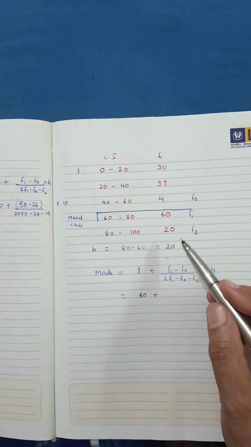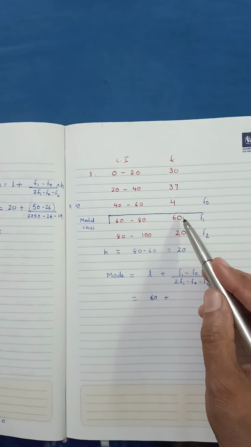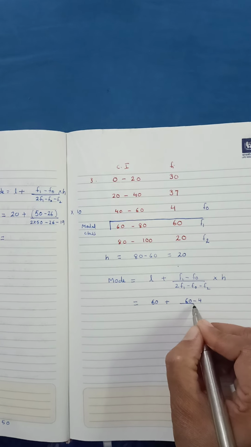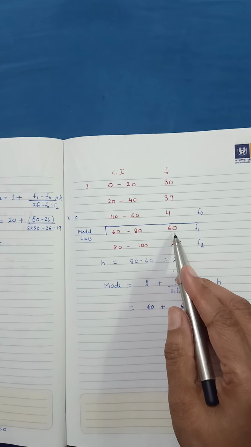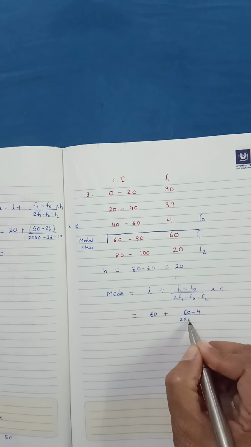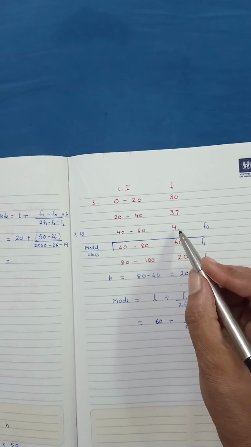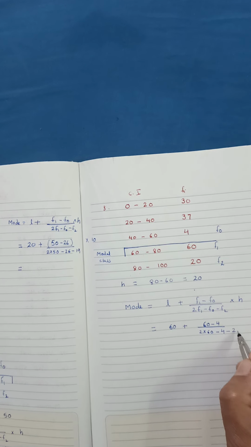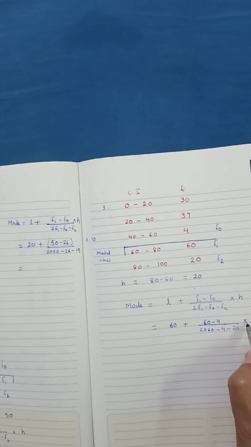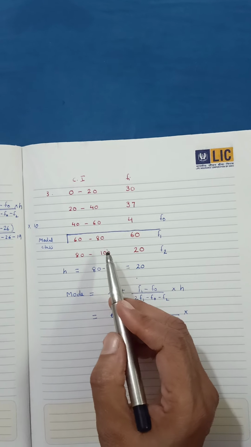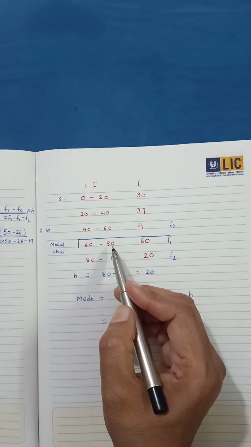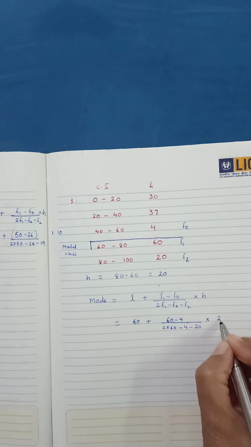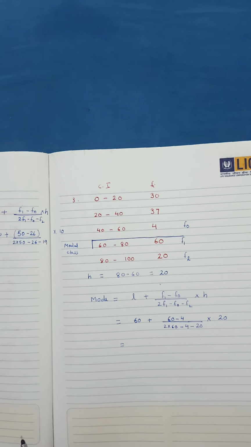Fine. F1 minus F0, that means 60 minus 4, upon twice of F1, that means 2 into 60, minus F0. F0 is 4, minus F2. F2 means 20, multiplied by H. And the value of H means upper limit minus lower limit. 80 minus 60 you can take. You can take 100 minus 80. That is 20. Well, and then solve it.